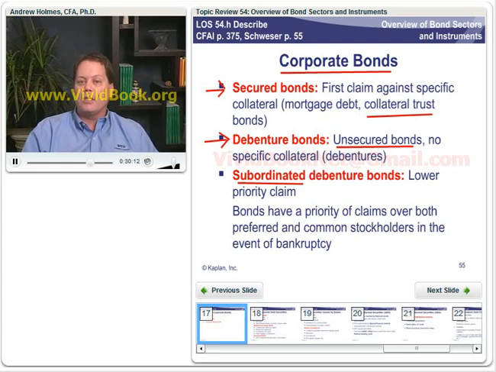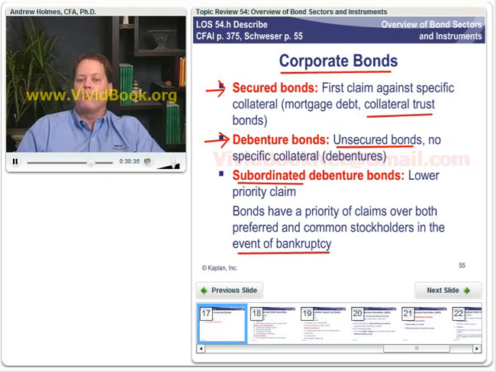If we were to liquidate the firm, that is, in the event of bankruptcy, they would be paid off first and completely, and then we would go to the first subordinated issue. We would pay them off, and then we would keep going down through the subordination hierarchy. And all bonds, of course, remember, have superior claims to both preferred and common stockholders if we're talking about liquidating the firm.